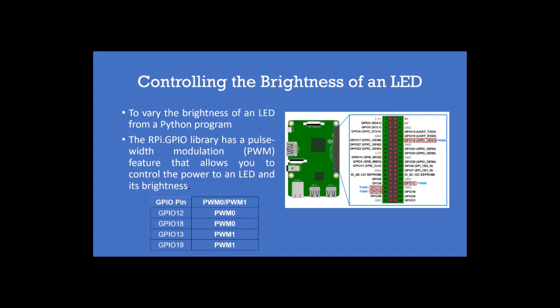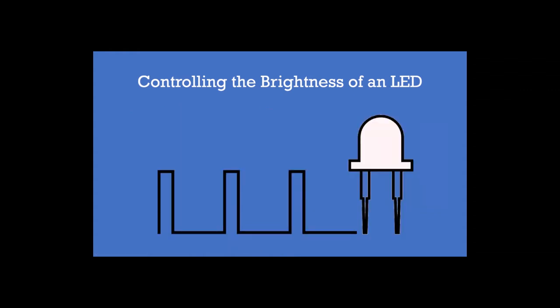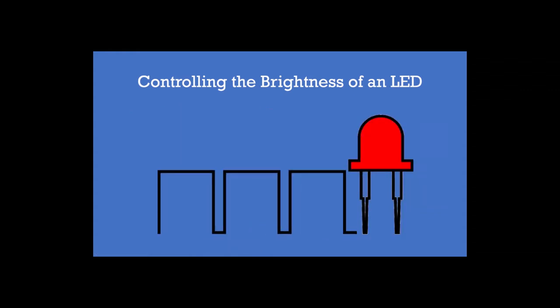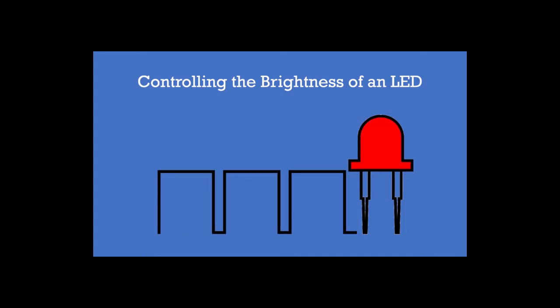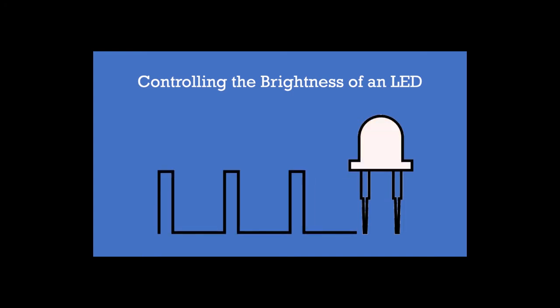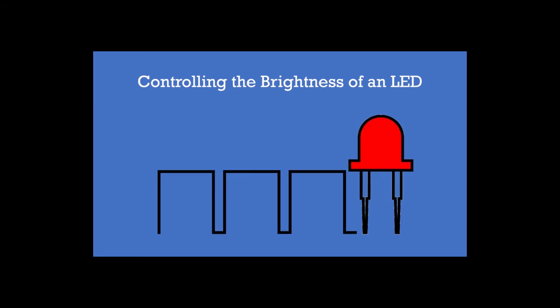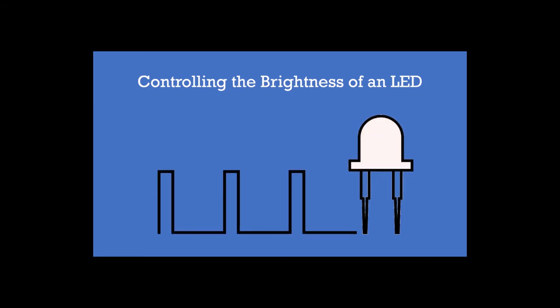The GPIO pins 12, 18, 13 and 19 have pulse width modulation output, which can be used to control the power delivered to an LED or any other power devices. You can see this animation, which shows that by varying the width of the pulse, we can change the brightness of the LED.